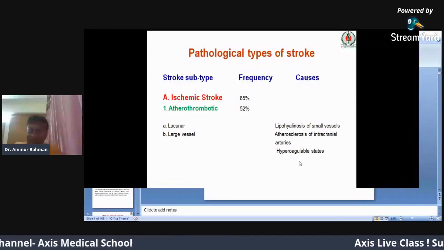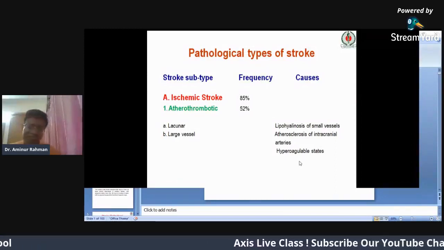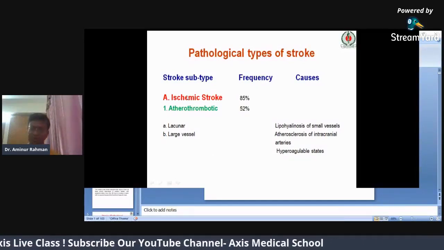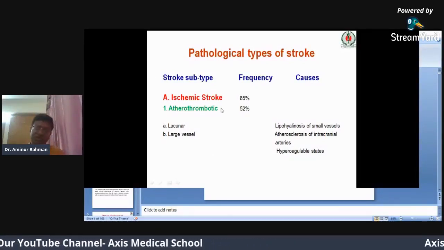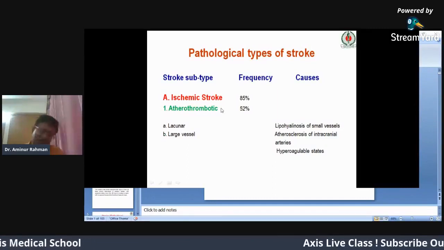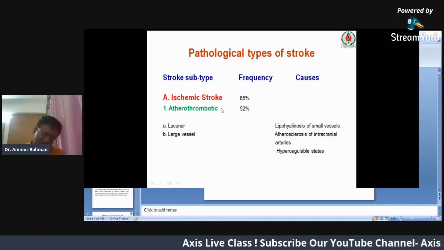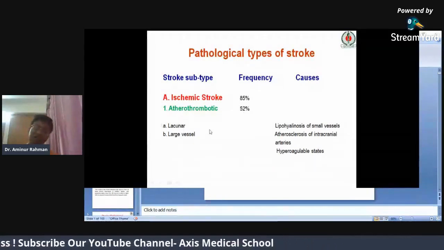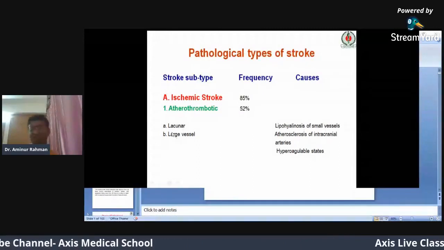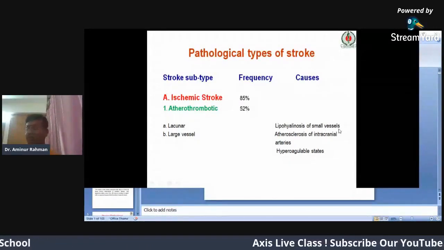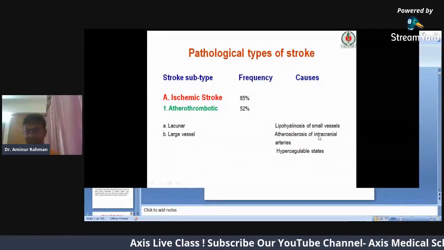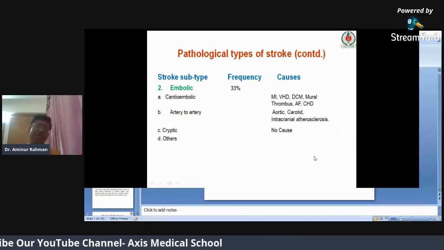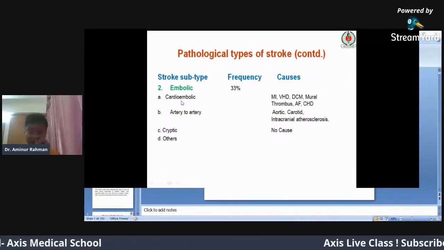So, what are the pathological types of stroke? There is ischemic stroke, and another is hemorrhagic stroke. Ischemic stroke is around 85%. In ischemia, there is a subtype, atherothrombotic, which is 52%. Atherothrombotic stroke includes lacunar stroke and large vessel stroke. Lacunar stroke is due to lipohyalinosis of small vessels. In large vessel stroke, there is atherosclerosis of intracerebral arteries and a hypercoagulable state. And embolic stroke may be cardioembolic or artery to artery.